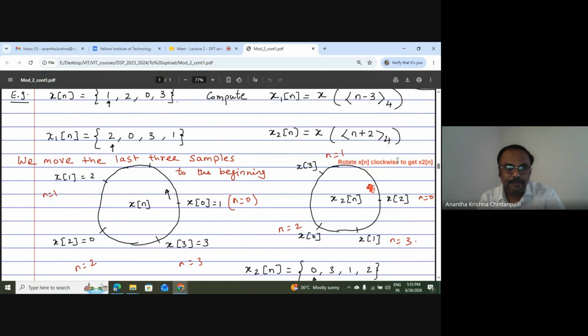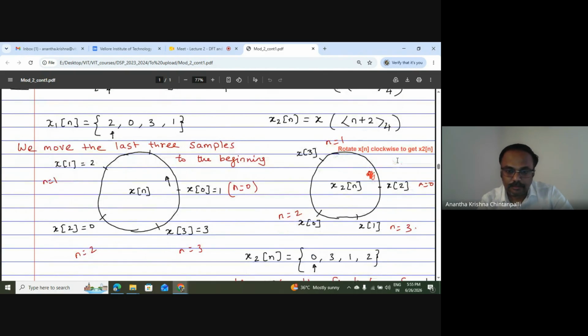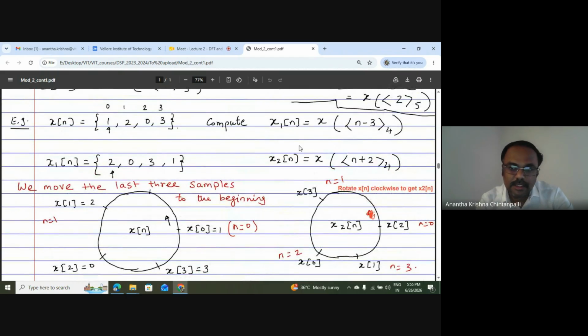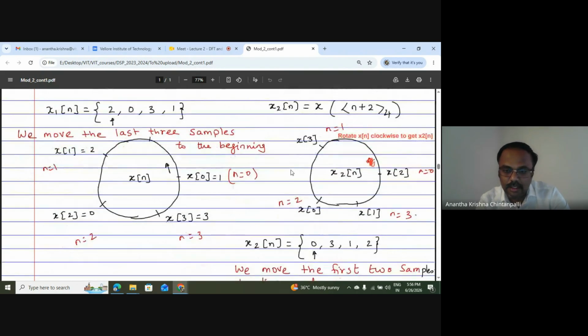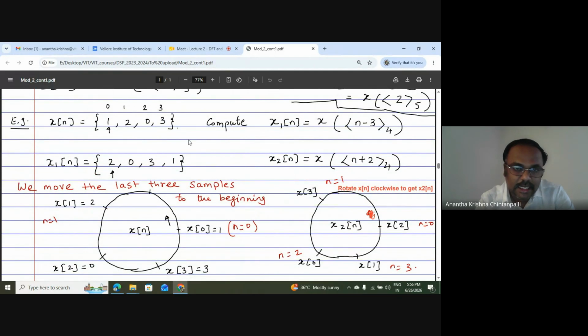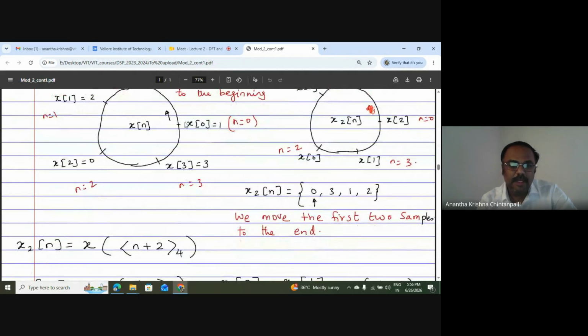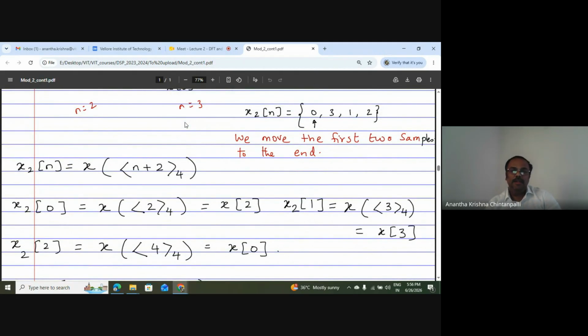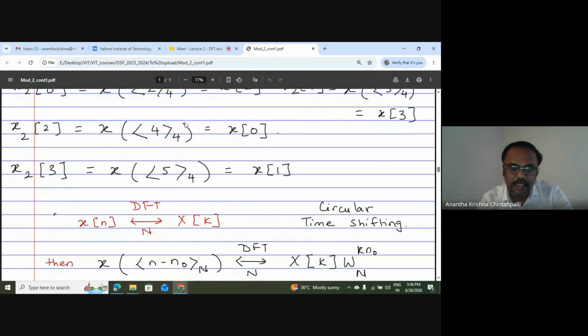So in other words, we move the first two samples to the end. So in x of n minus 3, we take the last three samples and put them at the beginning. In x of n plus 2, we take the first two samples and put them at the end. Please try to understand the difference between the two, because this is very important. Again, you can do the mathematics to cross check whether you got this right. I'm not going to explain that in detail again.